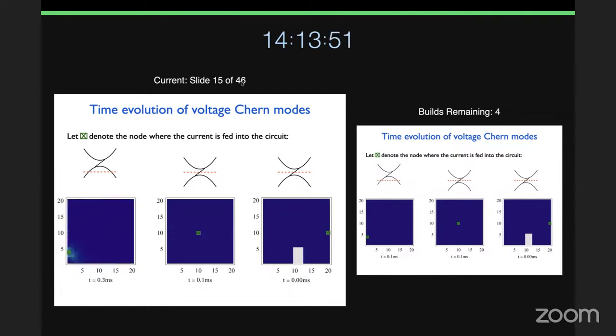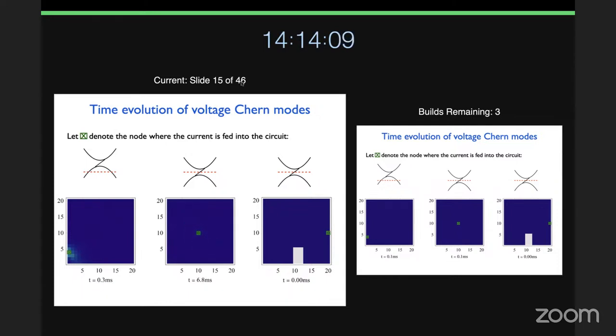In the second experiment, we place ourselves in between the valence band and the conduction band, but we thread the current in the center of the circuit. What we would expect is it's gapped, so it should just decay very quickly. There's always a dissipative environment, so that's exactly what happens.